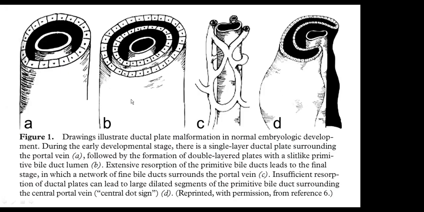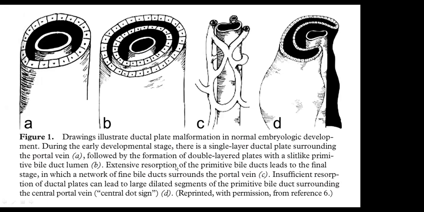Okay, this image shows the embryonic development of the ductal plate, and it describes the pathogenesis of the central dot sign. So this is ductal plate malformation. During early embryonic development, there is a single layer of ductal plate surrounding the portal vein, as we've seen in figure A. This is followed by the formation of a double layer plate with a cyst-like primitive bile duct lumen in figure B. This is the second layer, and this is a cyst-like bile duct lumen.